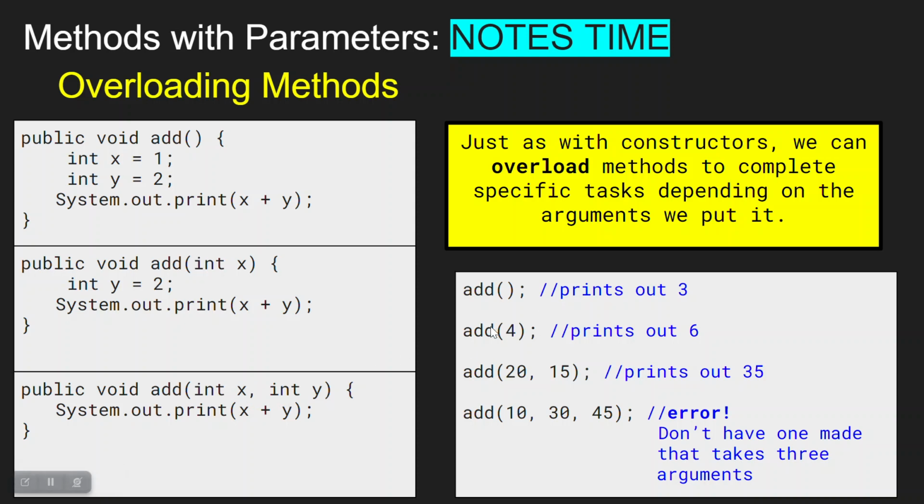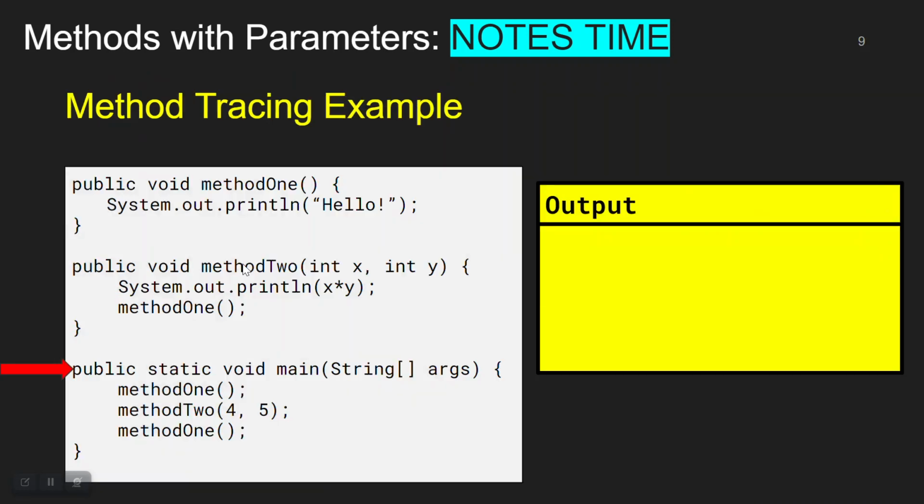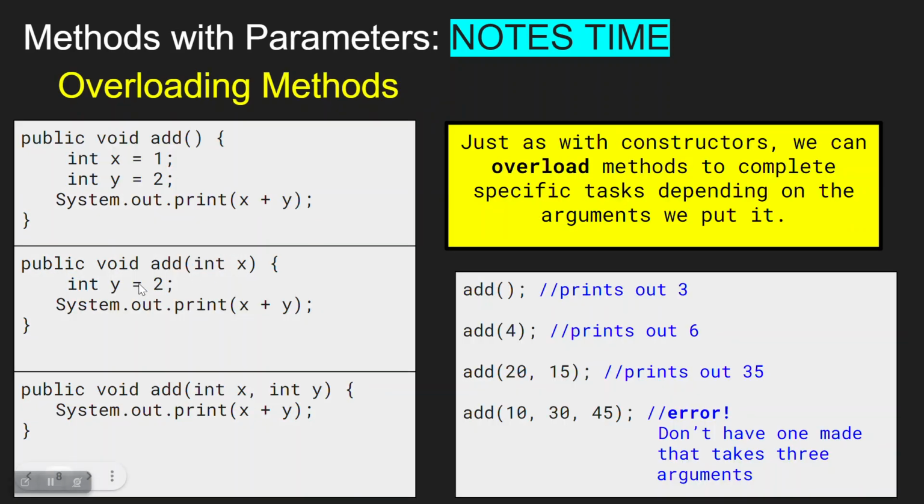So if I'm in main and I call the add method with 0 arguments, that's going to go into this one. And it's going to set x to 1, y to 2, and it's going to print 3. If I call the add method with a single argument with the number 4, that gets passed in to be the formal parameter x, and then x and y get added together. That would print out 6. If I call the add method with 2 arguments, 20 and 15, those get passed in as the formal parameters x and y, and once again, we're just going to print out the sum, so that would print out 35.